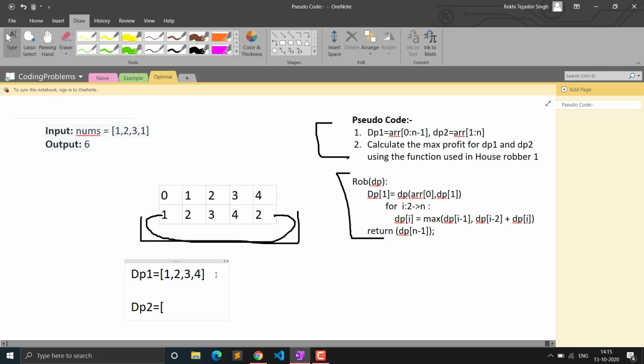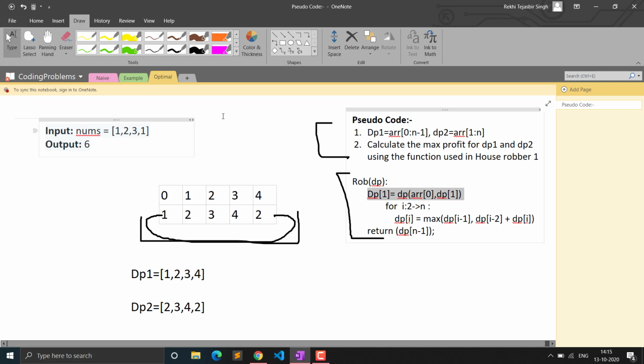Next array will be dp of 2, which will be equal to, we will not include the first element in this. So it will have 2, 3, 4. Now you can see we have got our dp arrays. Now as we have made the function for House Robber 1, we will simply use that function and pass the dp arrays instead of the original array. We will pass this dp1 array and dp2 array, and we will get the maximum profit out of both.